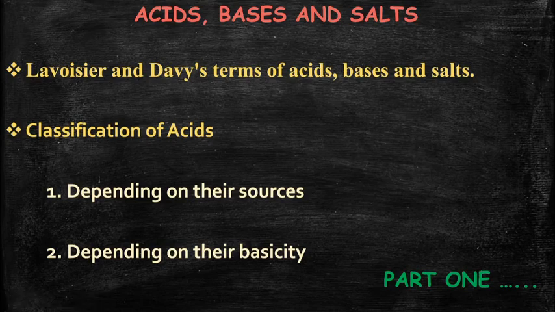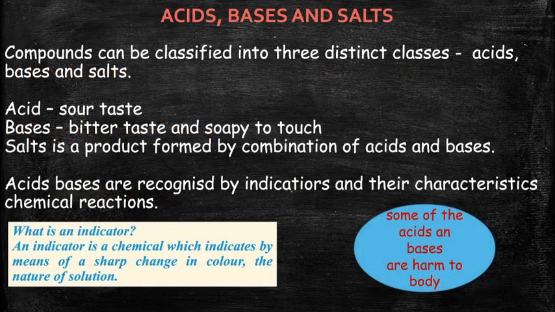Hello students, today we are going to see the new topic: acids, bases and salts. In today's class we are going to see the basic definitions of acids, bases and salts, and the classifications of acids. In classifications of acids we are going to see the two types of classification, based on their sources and based on the basicity. Okay, shall we go to the class?